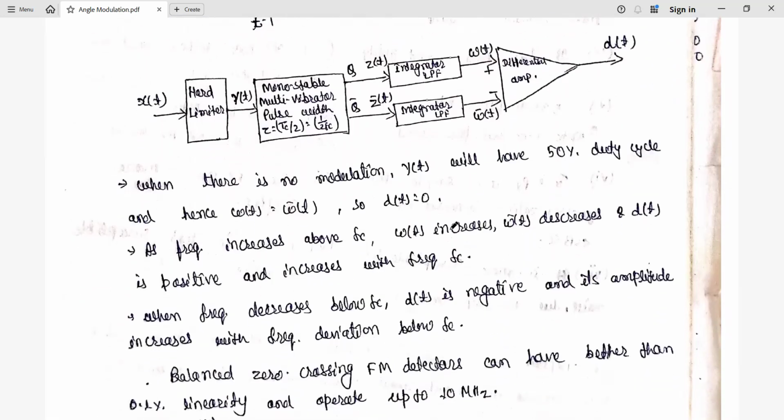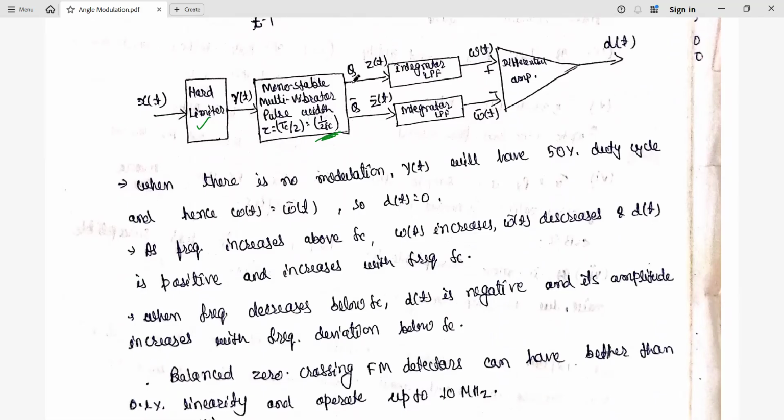And if you see in terms of the circuit, the modulated wave is given to the hard limiter. The purpose of the hard limiter is to convert this modulated wave into a rectangular waveform. After that, we have a monostable multivibrator here. That pulse width is tau, that is Tc by 2. So what is Tc here? 1 by Fc. So tau is going to become 1 by 2Fc. That is important in the part of the monostable.